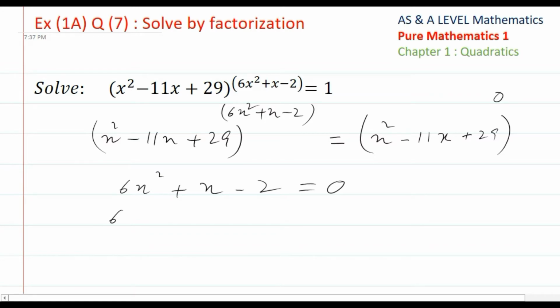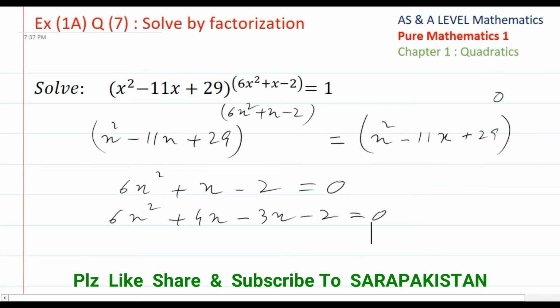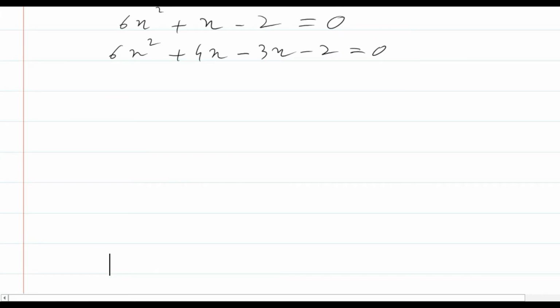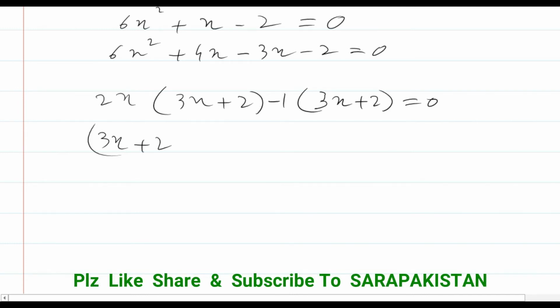Now on simplification you will get 6x square plus 4x minus 3x minus 2 equal to 0. Taking common, 2x is common and you are left with 3x plus 2. Minus 1 is common, you are left with 3x plus 2 equal to 0. Now 3x plus 2 is common and you are left with 2x minus 1 equal to 0.